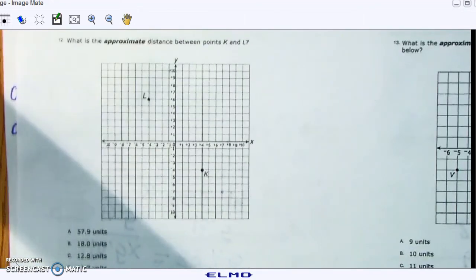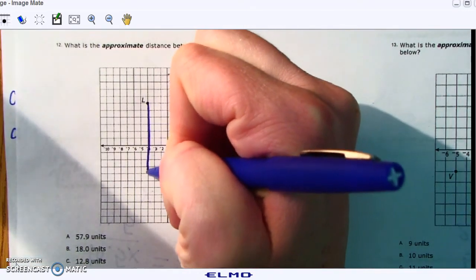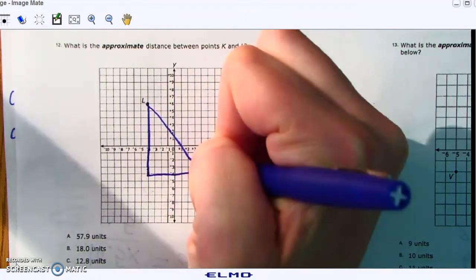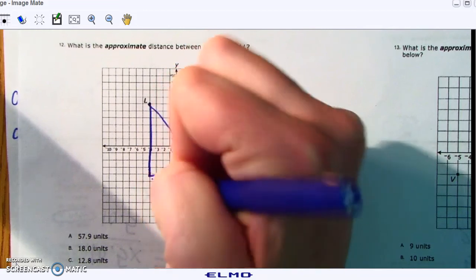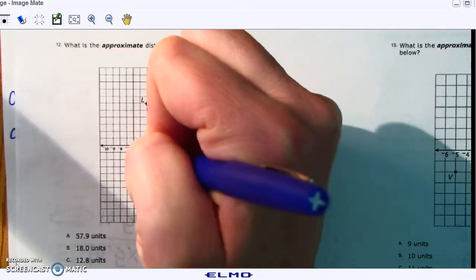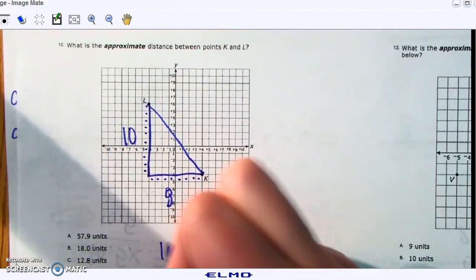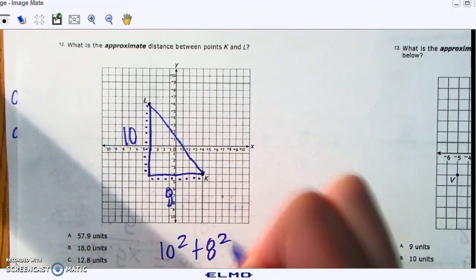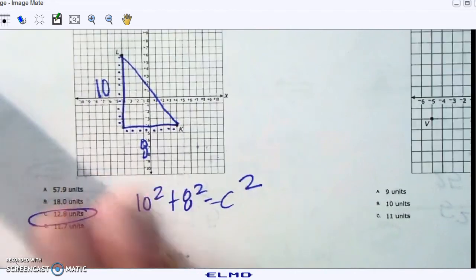Last two. I want to find the distance between these points. So I'm going to draw a right triangle. Count this distance, 1, 2, 3, 4, 5, 6, 7, 8. This one is 1, 2, 3, 4, 5, 6, 7, 8, 9, 10. 10 squared plus 8 squared equals c squared. I'm going to do this quick because I'm running out of time. It's about 12.8, which is C.